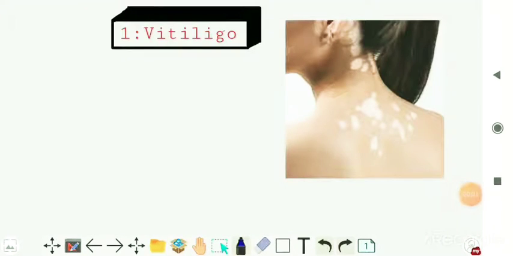Right, let's continue with vitiligo. Vitiligo is due to absence of melanocytes, which leads to formation of depigmented lesions, which are also called white lesions. Yes, you can see here. And this is an autoimmune disease in which the antibodies are against the melanocytes and the melanocytes are destroyed.